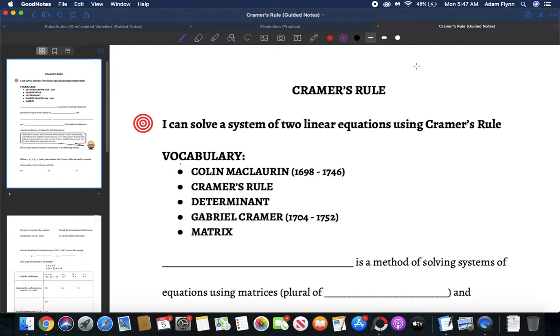Everyone. In this video, I will be going over Cramer's rule. Cramer's rule is yet another method used in solving systems of linear equations. Taking a look at our vocabulary, we actually have a couple people involved. We have Colin McLaurin, who made contributions to Cramer's rule, a little bit controversial actually. Cramer's rule, determinant, Gabriel Cramer, for which Cramer's rule is named after, and the word matrix.